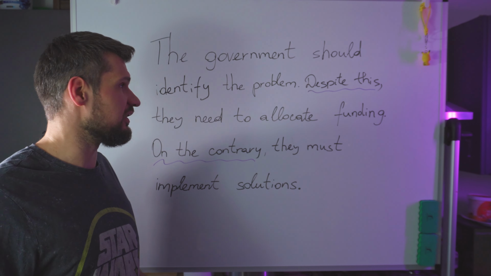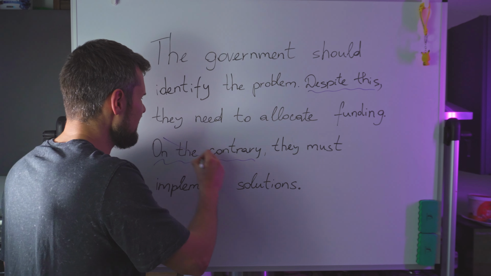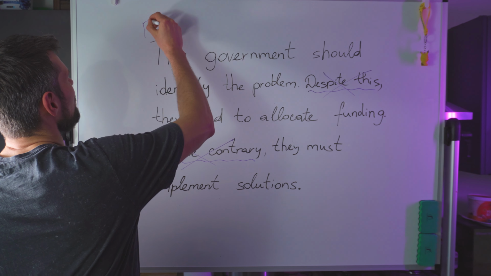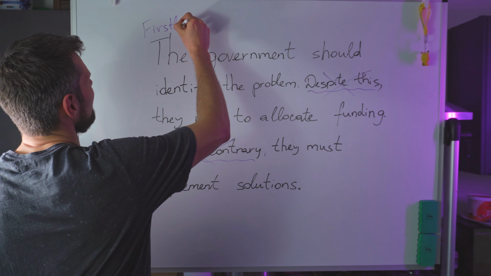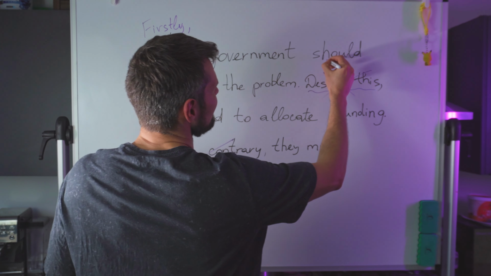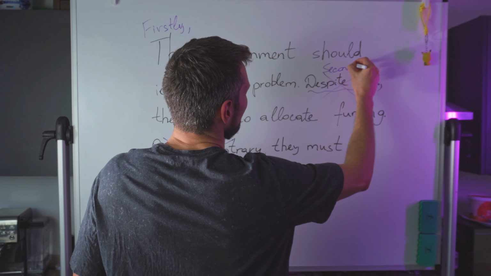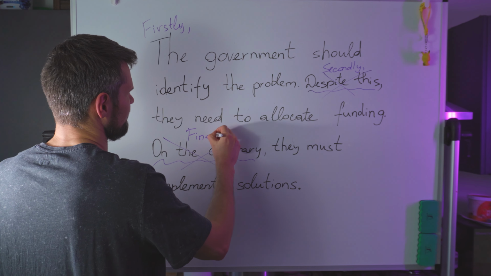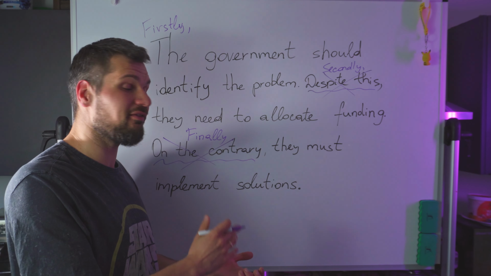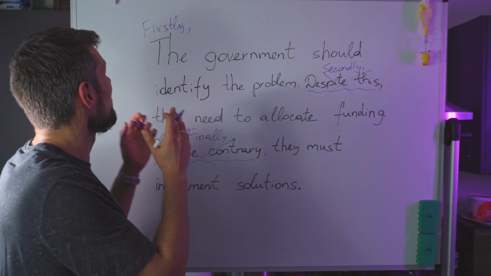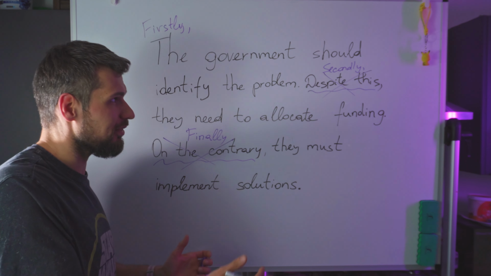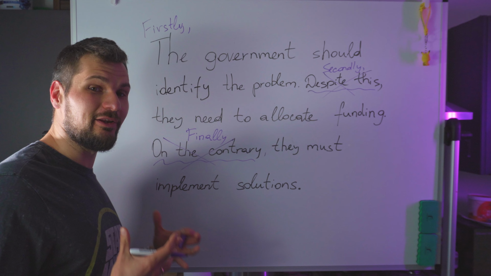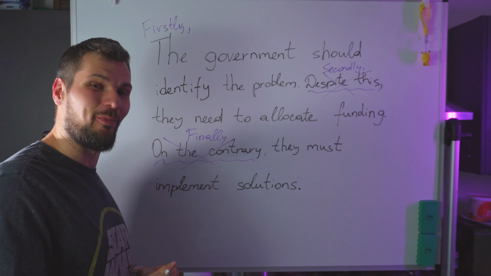So how can we improve this? We need to get rid of these two and begin with firstly, then secondly, and then we can say finally. So now everything goes in order. 1, 2, 3. Firstly, the government should identify the problem. Secondly, they need to allocate funding. And finally, they must implement solutions. That's it. So I hope you get this right.